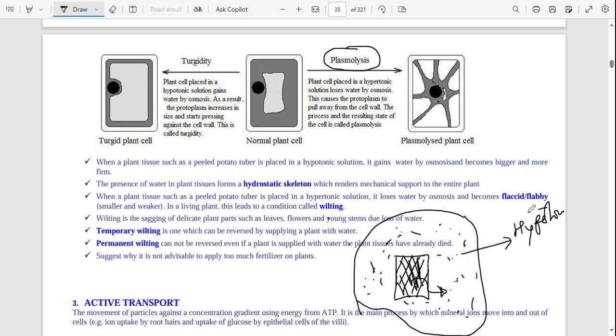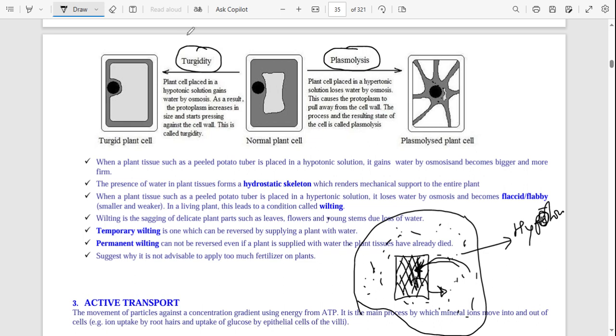But when you place the cell in a hypotonic solution, hypotonic means that it has got a lot of water. Water will start moving into the cell. So the cell becomes turgid, to become strong. The thing is that because of the cell wall, it can't burst. So the cell is being protected from bursting. It will just become strong, and that is known as turgidity.